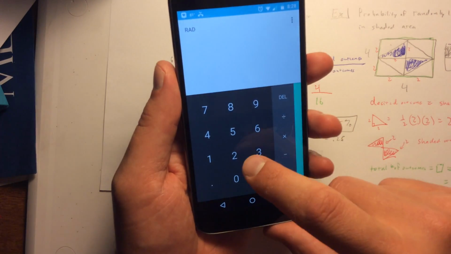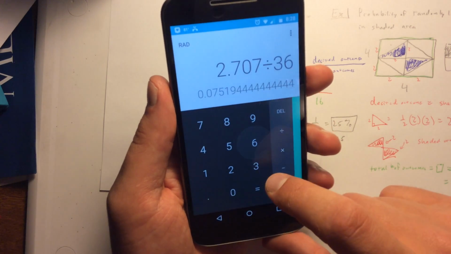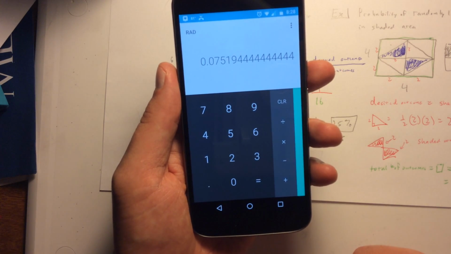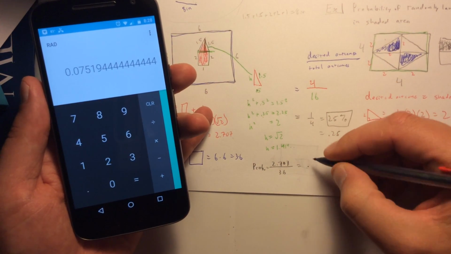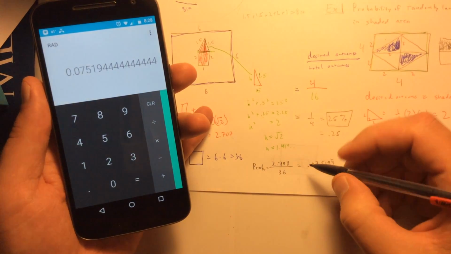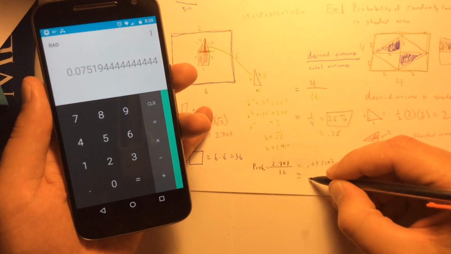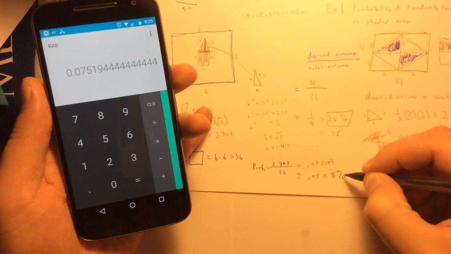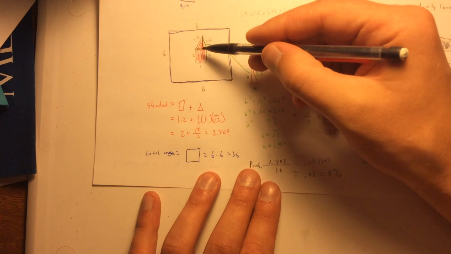So let's see here. 2.707 divided by 36. And so the probability is 0.075194 repeating, which is, we'll just round it and say it's approximately 0.08, which is 8%. So 8% chance of landing in there.